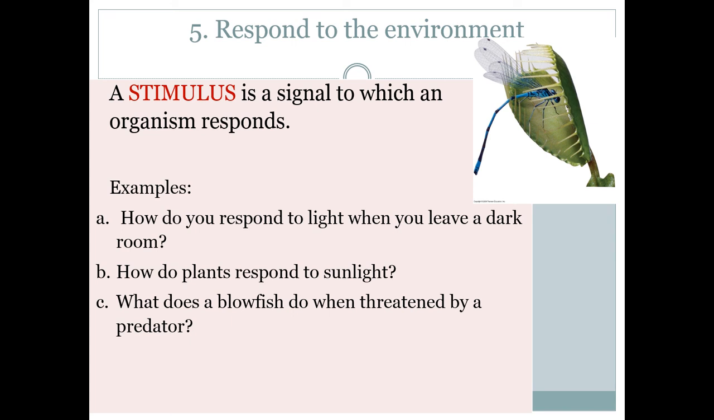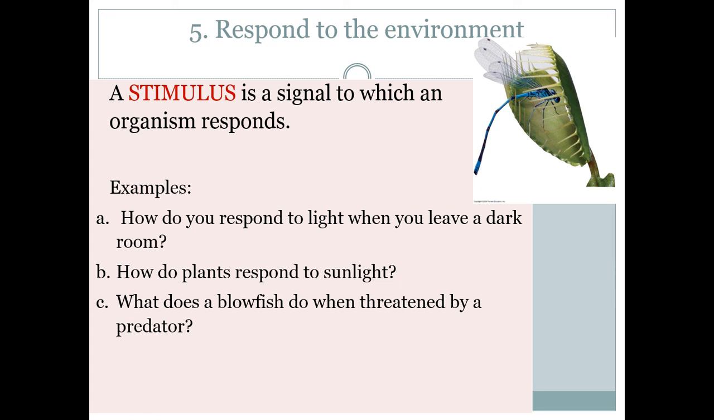How do plants respond to sunlight? This could be that they grow toward the sunlight. They could open their leaves wider toward the sunlight, moving to make sure that they take advantage of the sunlight as much as possible. What does the blowfish do when it's threatened? It fills itself with air to make itself look bigger. So these are simply different stimuli that occur that elicit a reaction.